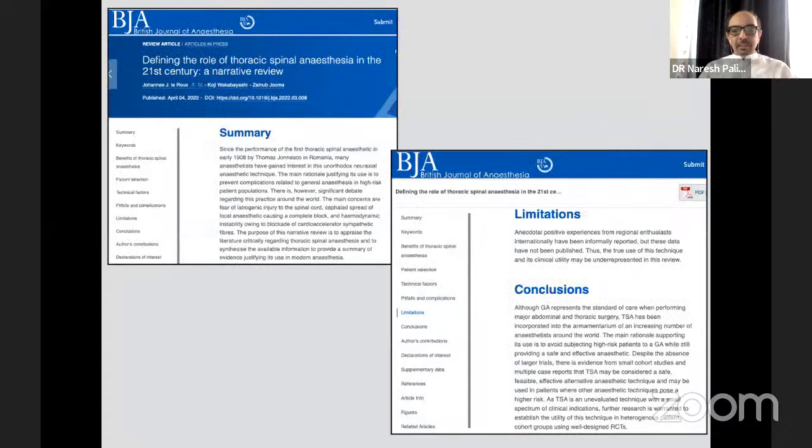This was the article, and the conclusion they provided, I'll just read out. Despite the absence of larger trials, there is evidence from the small cohort studies and multiple case reports that TSA may be considered a safe, feasible, effective alternative anesthetic technique and may be used in patients where other anesthetic techniques pose a high risk. This was the conclusion.